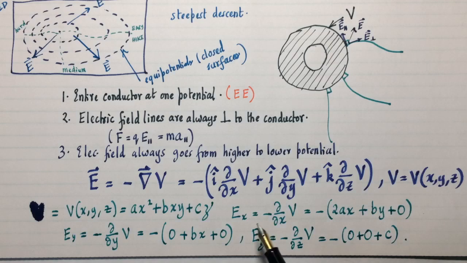So the electric field in the x direction is actually changing with position because it depends on both x and y. The electric field in the y direction also changes with position because it depends on x, while the electric field in the z direction is a constant. It does not change with distance.